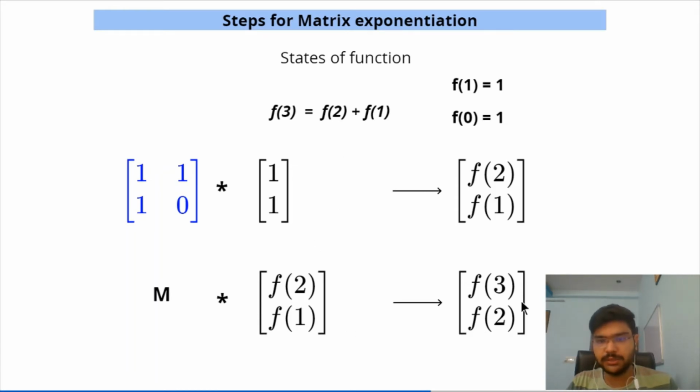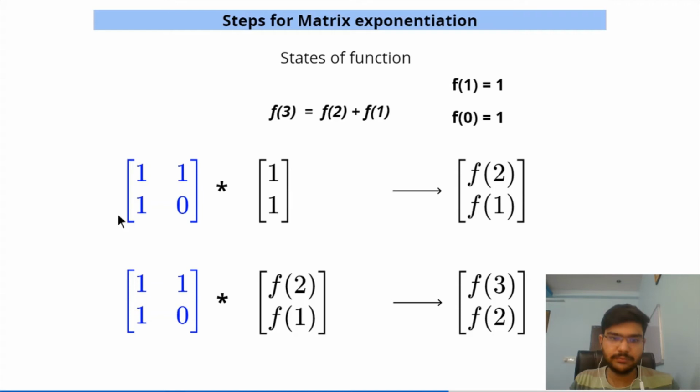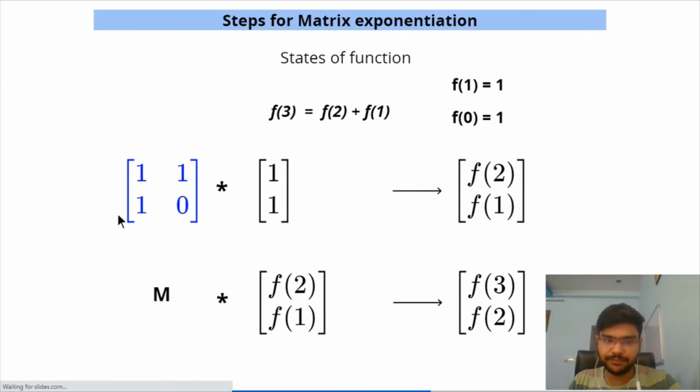So the k plus 1th state will be f of 3 and f of 2. For f of 2 it will be f of 3, and for f of 1 it will be f of 2. And similarly we'll multiply this with the constant matrix M to achieve these states, right? So the M matrix, we just found out that the M matrix was the same. Earlier it was this one, and now we are multiplying with the same M matrix to achieve this, right? So the M matrix is the same.